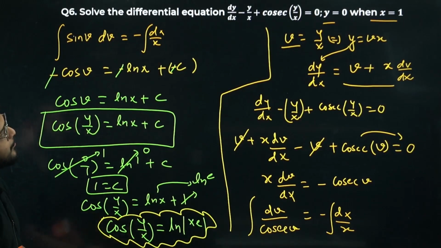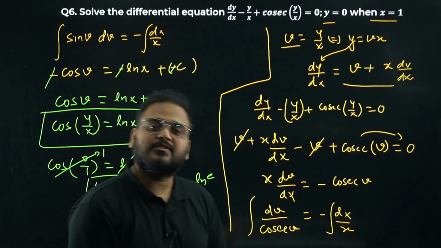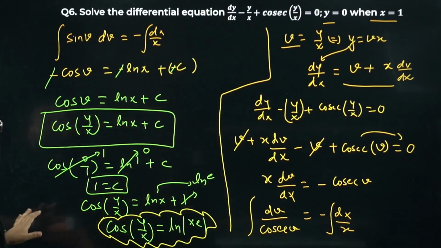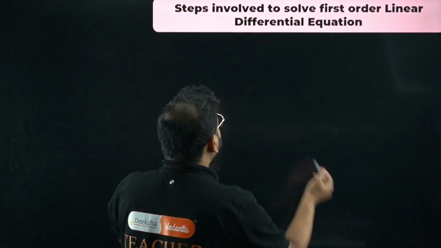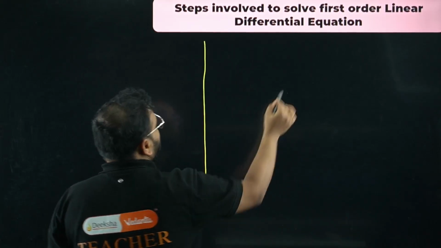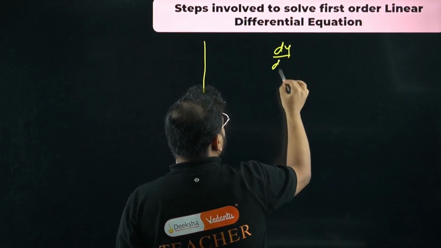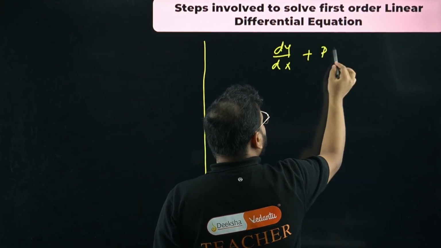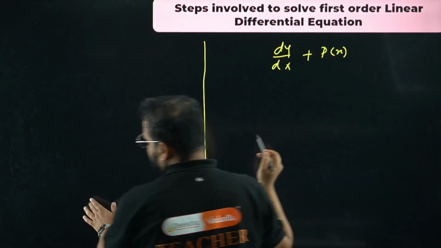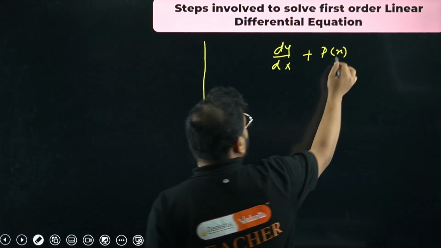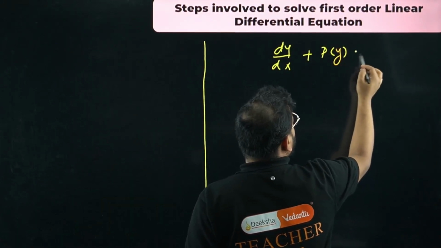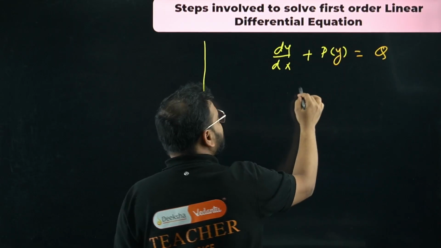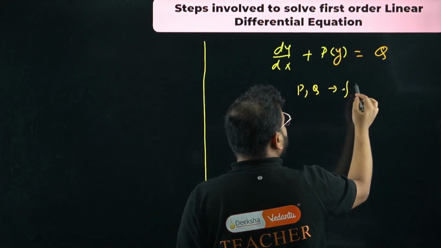So this is based upon your homogeneous differential equation. Now we're going to move to your LDE, linear differential equation. As I said, we have two forms. Let's see both of them one by one. So we have dy by dx plus p times y equals q, where p and q are functions of x only.